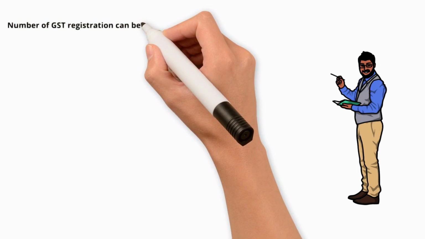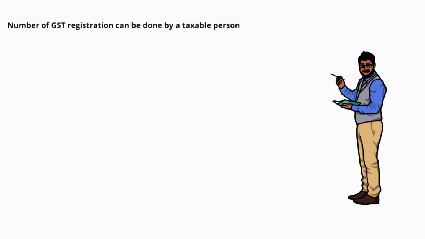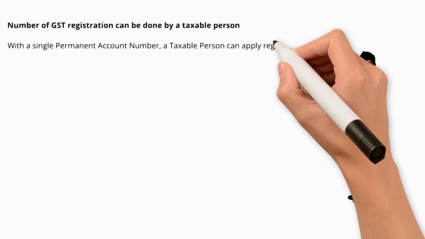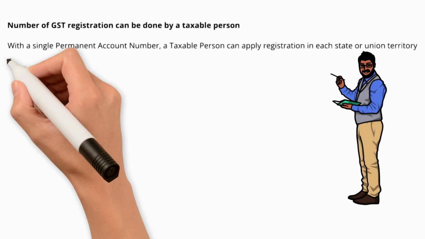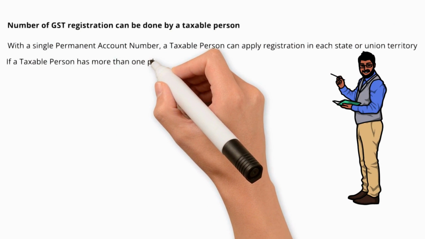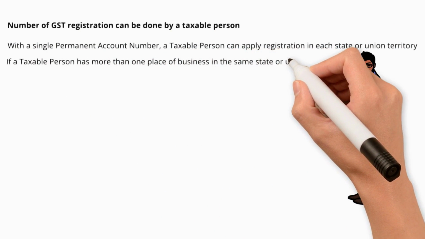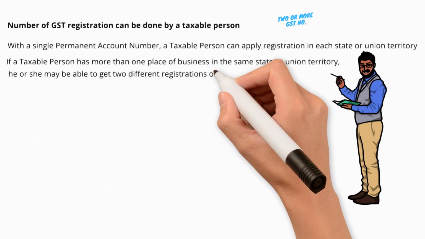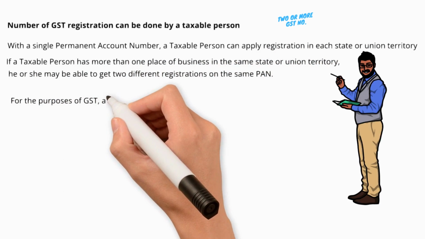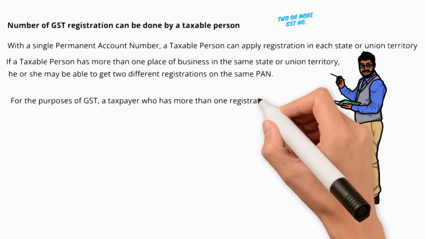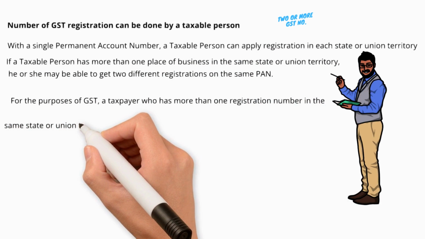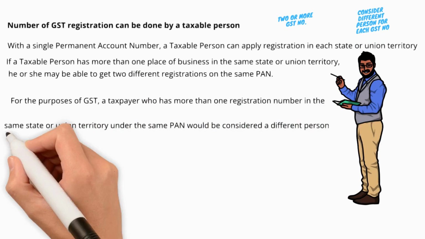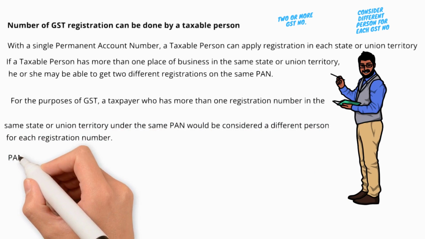Number of GST registrations that can be done by a taxable person. With a single Permanent Account Number, a taxable person can apply for registration in each state or union territory. If a taxable person has more than one place of business in the same state or union territory, he or she may be able to get two different registrations on the same PAN. For the purposes of GST, a taxpayer who has more than one registration number in the same state or union territory under the same PAN would be considered a different person for each registration number.